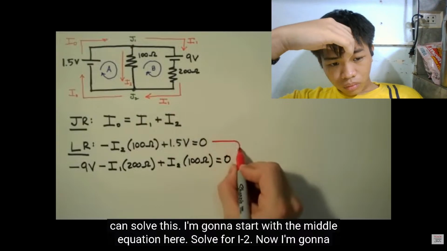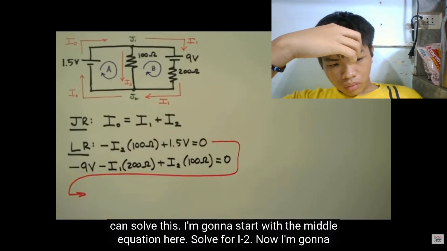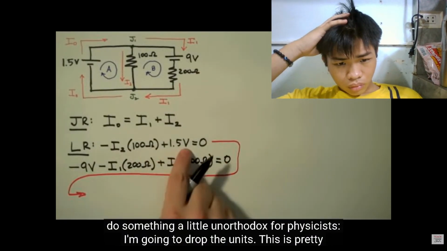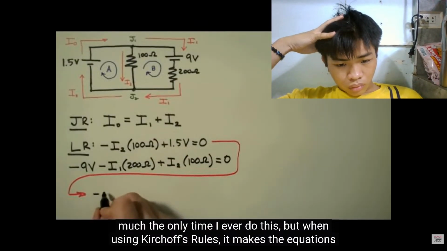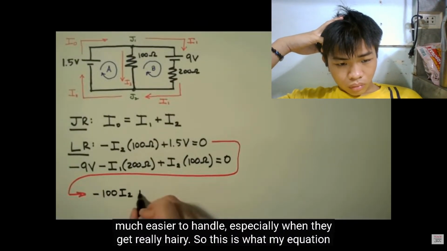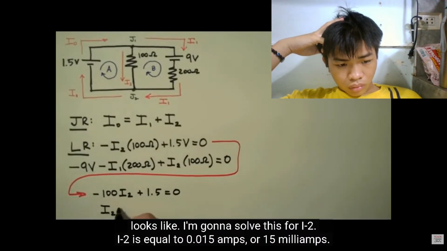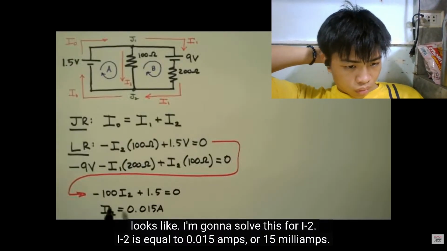We can solve this. I'm going to start with the middle equation here. Solve for I2. Now I'm going to do something a little unorthodox for physicists. I'm going to drop the units. This is pretty much the only time I ever do this, but when using Kirchhoff's rules, it makes the equations much easier to handle, especially when they get really hairy. So this is what my equation looks like. I'm going to solve this for I2. I2 is equal to 0.015 amps, or 15 milliamps.